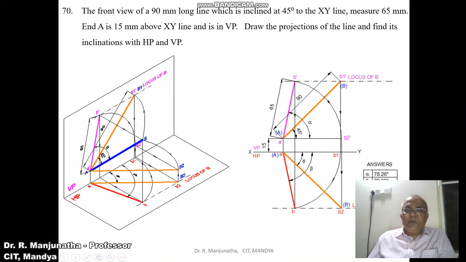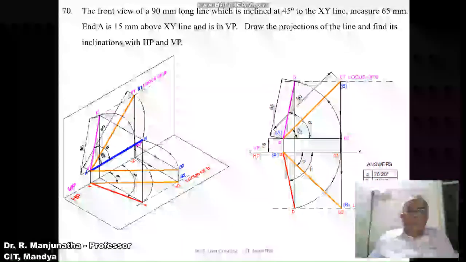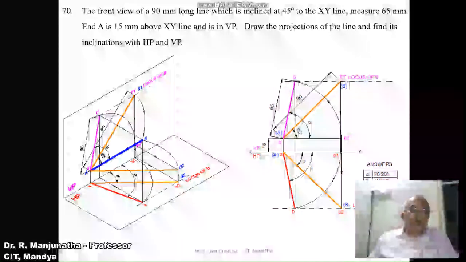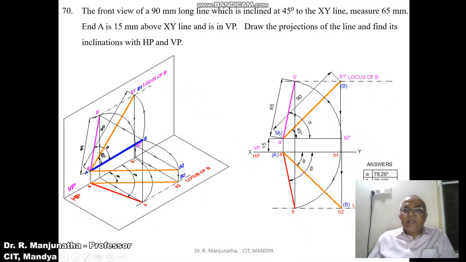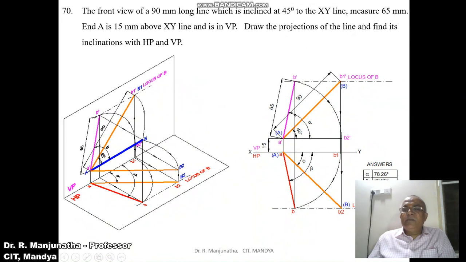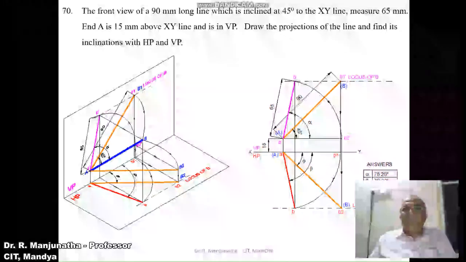Once you get the top view, now we will be able to find the locus of B in the top view. So once you get this, now we need to find out the true length in the front view. So to find the true length in the front view, with A as center, taking the radius of AB, you rotate it and make it parallel to VP. So once you make the line parallel to VP, you will get the true length in VP. So from B1 you draw a vertical projector so that it will cut the locus of B here.